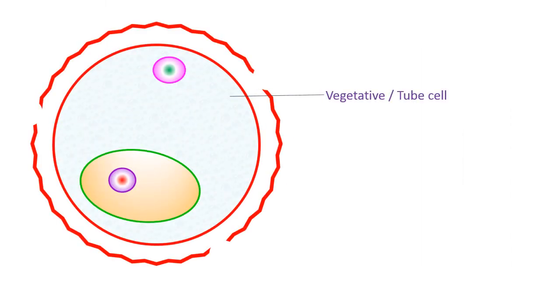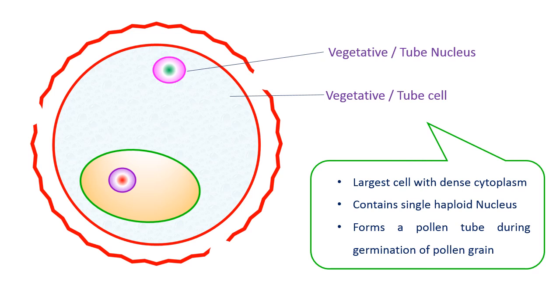Next part is the vegetative cell, also called the tube cell. Here, intine encloses a vegetative cell. It is the largest cell with a dense amount of cytoplasm. It consists of a single haploid nucleus, which is also known as the vegetative nucleus or tube nucleus. The vegetative cell forms the pollen tube during germination of the pollen grain.